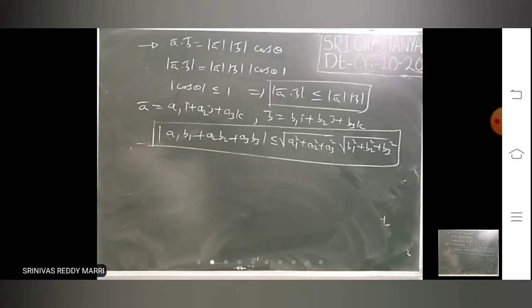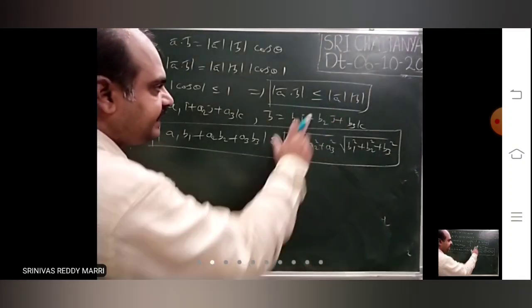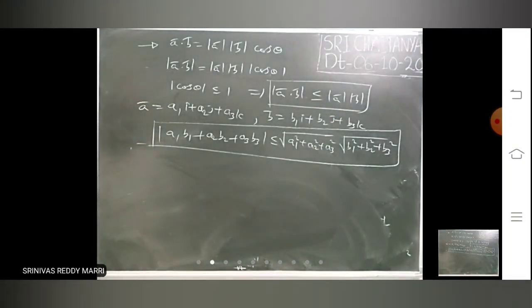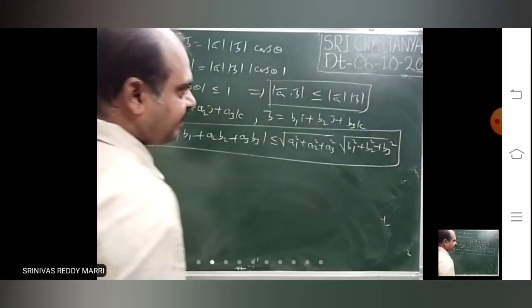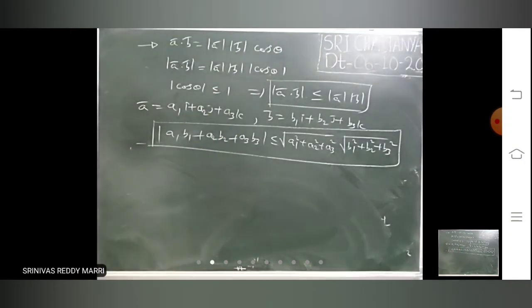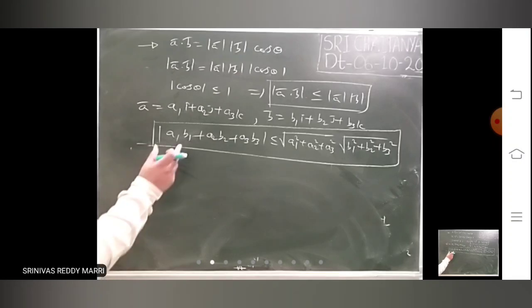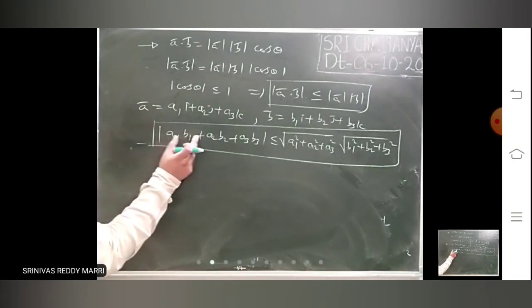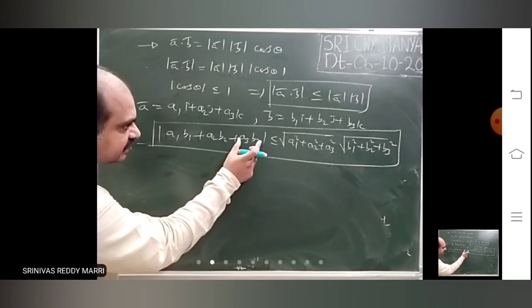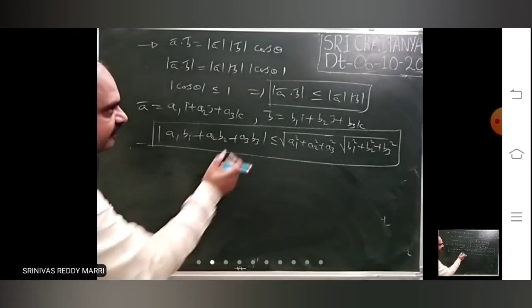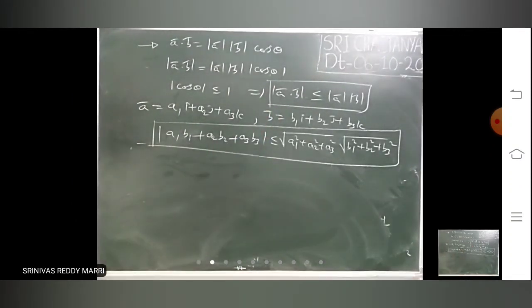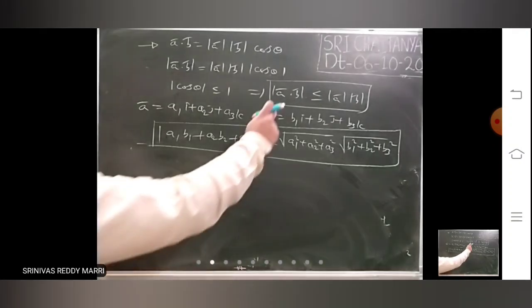Look at how the application is done, how it is applied to problems. Modulus of A dot B is less than or equal to modulus A bar into modulus B bar for two vectors A bar and B bar. Whenever there is a product of two real numbers plus product of two real numbers plus product of two real numbers, and you want to find the maximum value or minimum value for those types of problems, we will apply this inequality.